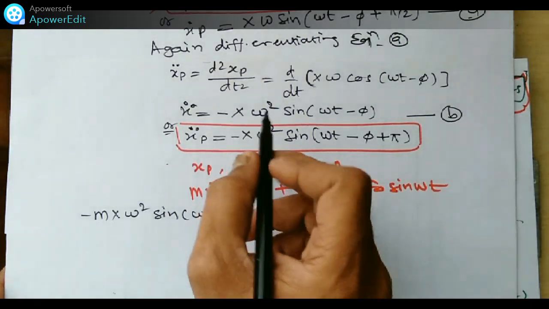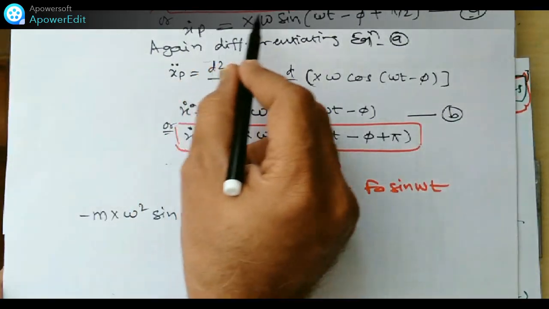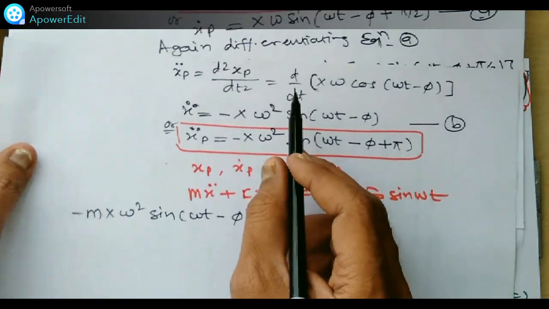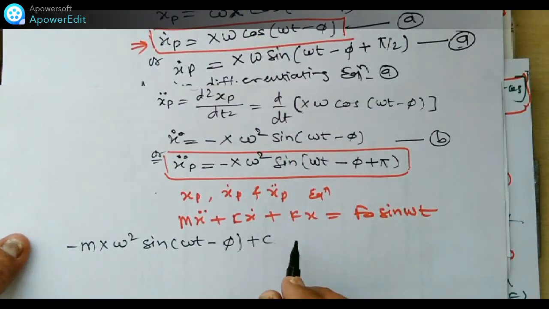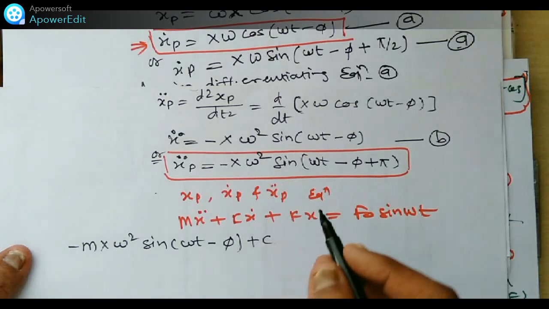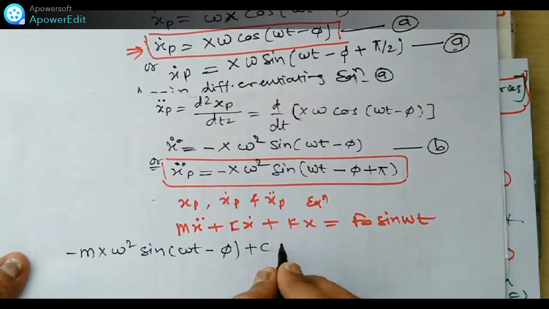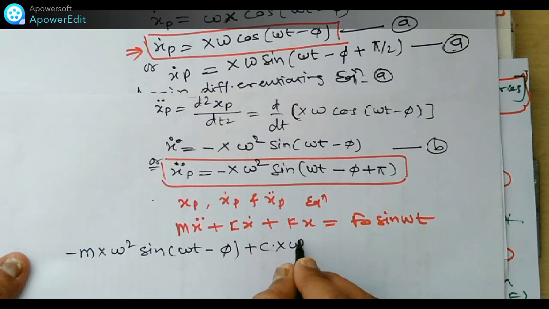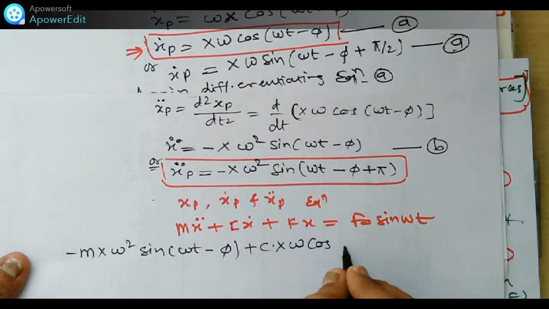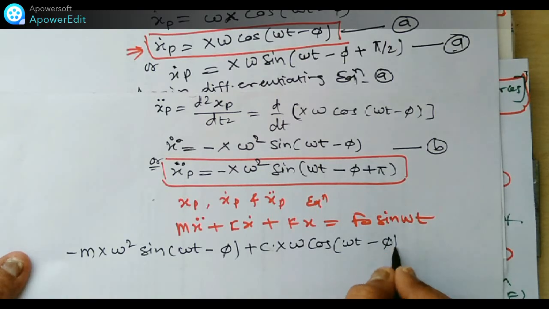Second is c into x dot. I will show you: x dot is x omega cos of omega t. In terms of cos or in terms of sine, you can put either. Directly I am putting here c into x omega cos of bracket omega t minus phi.